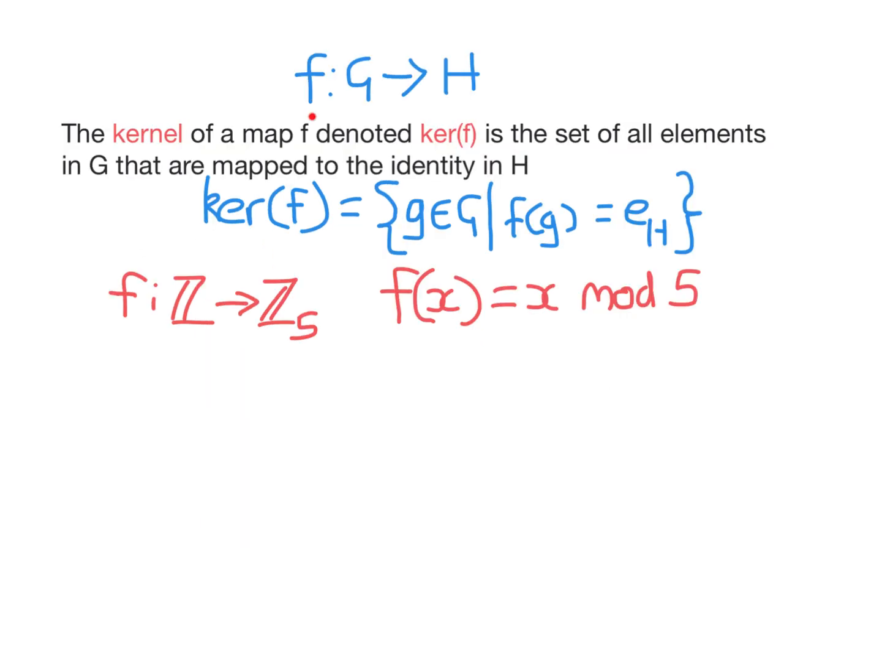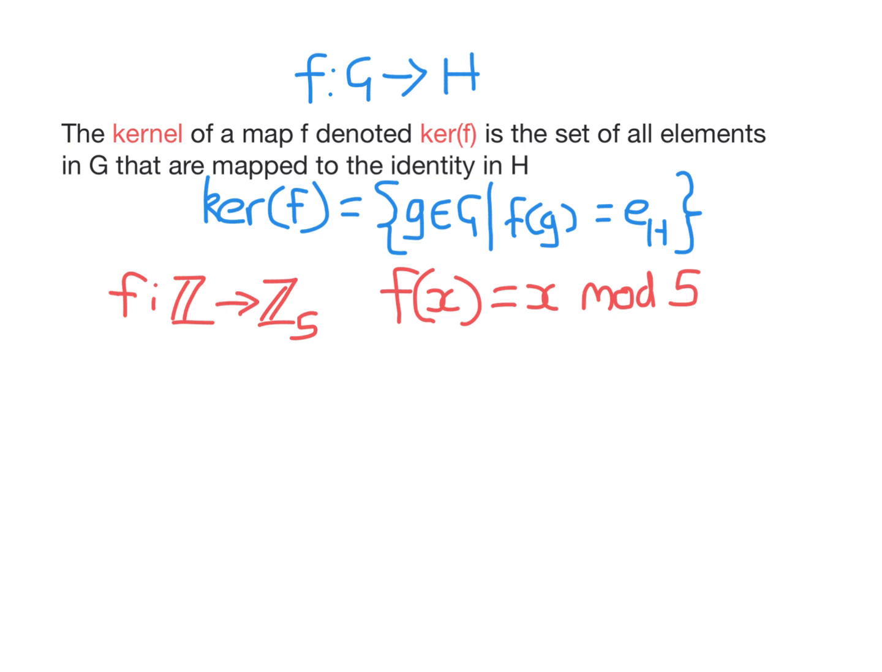So here we have a map F. We're going to look at the kernel of a homomorphism. So F is going to be a homomorphism from a group G to another group H. So the kernel of the map is just the set of all elements of G that are mapped to the identity in H. And that's exactly what this says here in set builder notation.